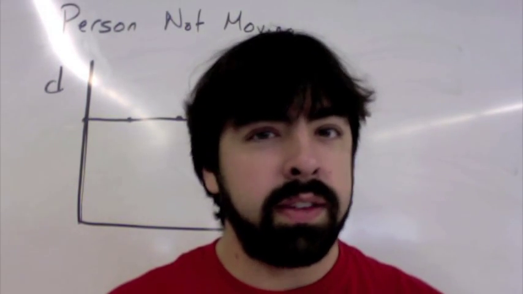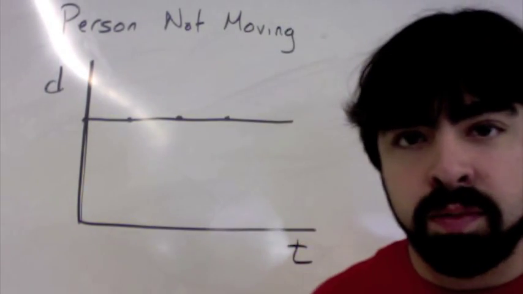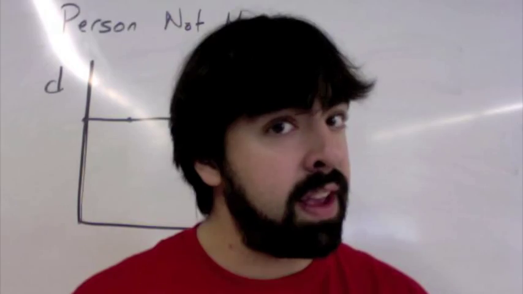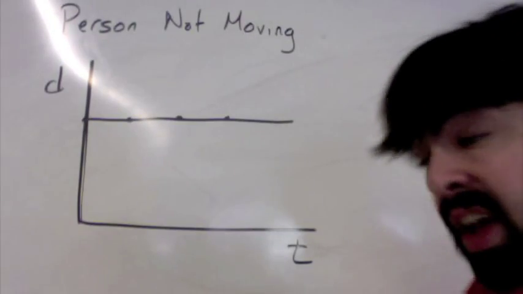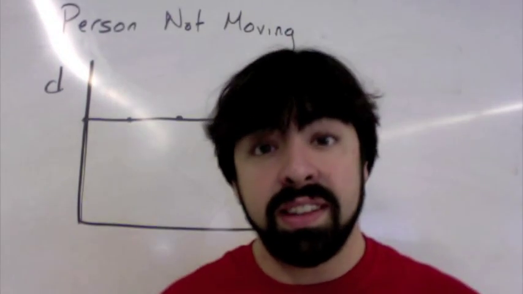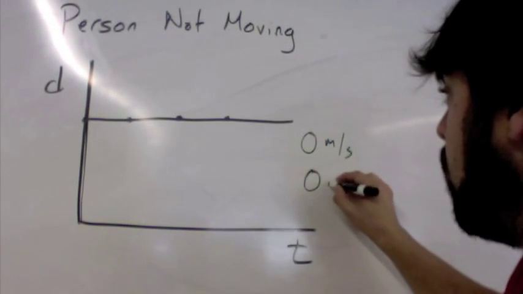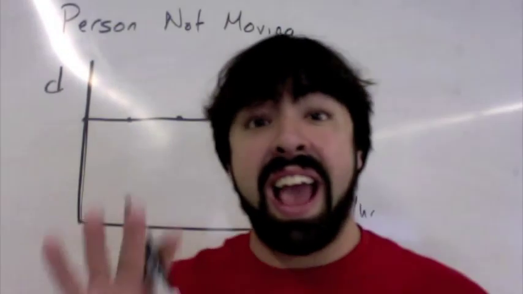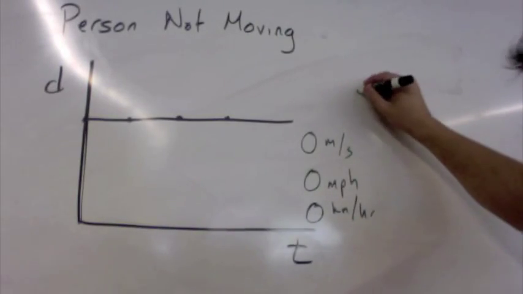Now, is this constant speed if they're not moving? Think about it for a second. Remember what I said constant speed is. On a position time graph, it is a straight line. I didn't say anything about it being sloped or flat, I just said it's a straight line. Is this a straight line? Yes. And if you think about it, this person would be going a constant speed of maybe 0 meters per second, or maybe 0 miles per hour, or 0 kilometers per hour. They're maintaining a constant speed of 0. So this still counts as a constant.